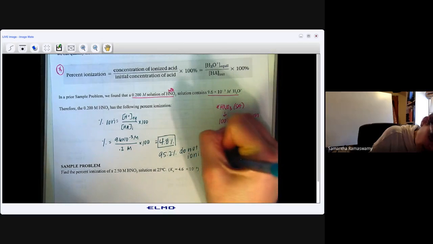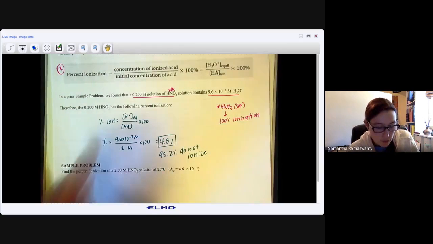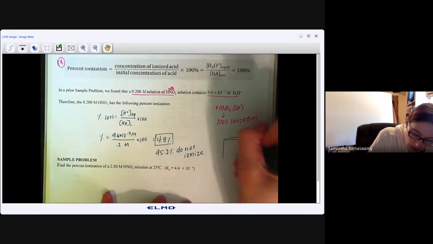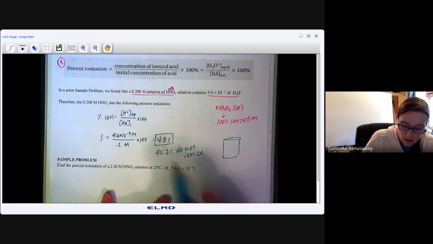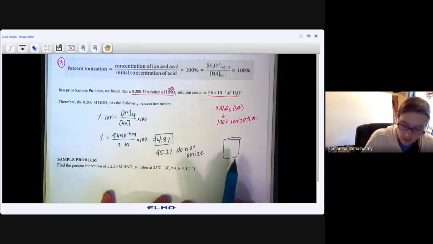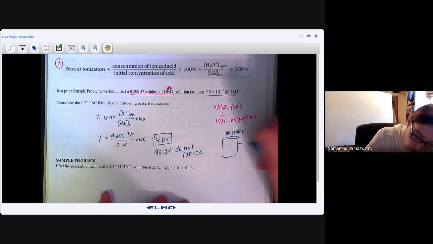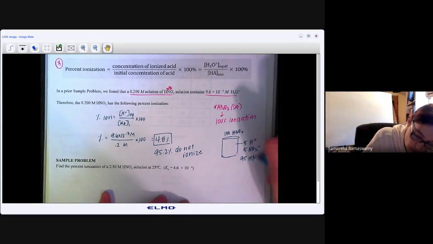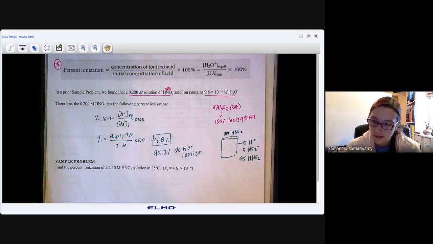So again, if we think about what that means, if we had 100 HNO2 molecules in a beaker. If is the key word here. I drew 100 HNO2 molecules in here. Only 5 of them would break apart. So we would have 5 H plus, 5 NO2 minus, and 95 HNO2s. Out of 100 molecules, only 5 of them break apart. Not very many at all.